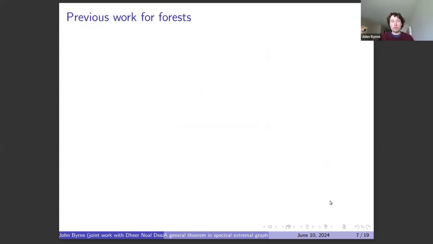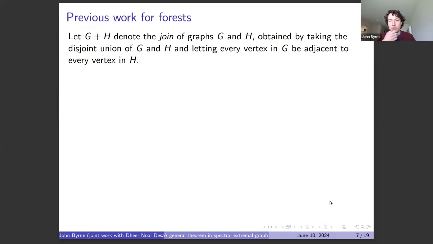Okay, so our result is in fact not the first result of this type. In case it wasn't clear from the previous slide, just to clarify, this G plus H will always denote the join of two graphs G and H, where we just take the disjoint union of G and H and add an edge between every vertex of G and every vertex of H.